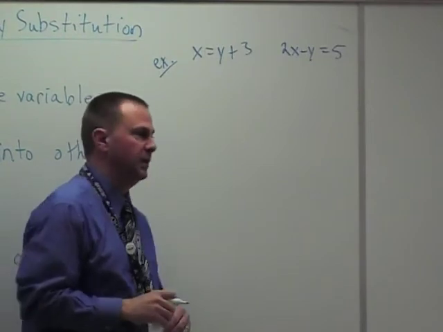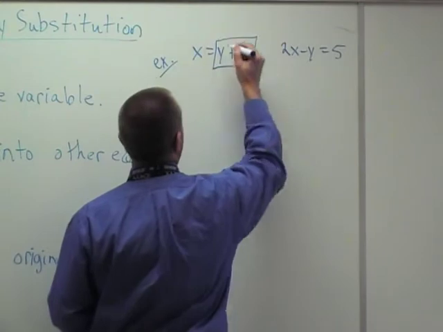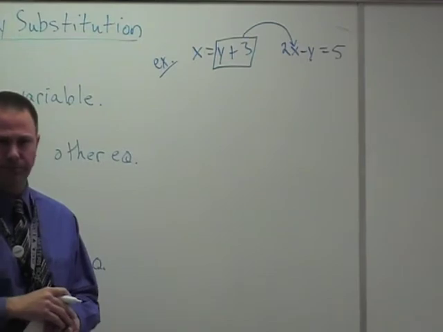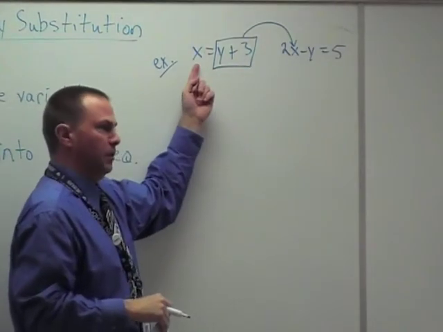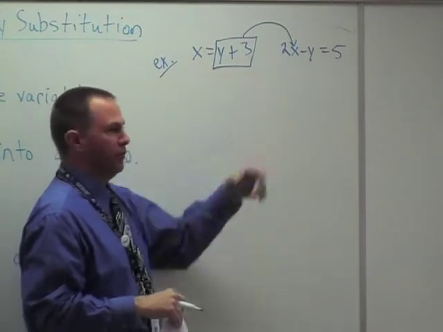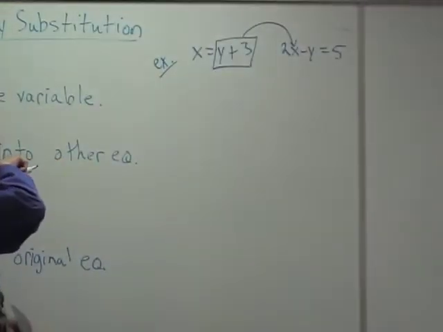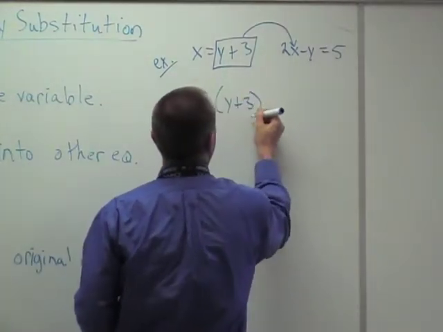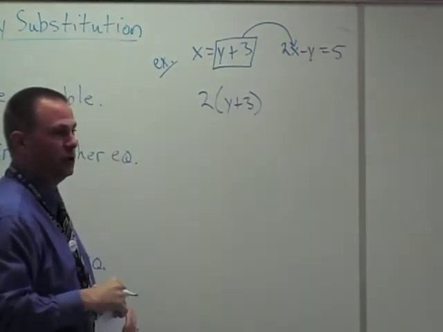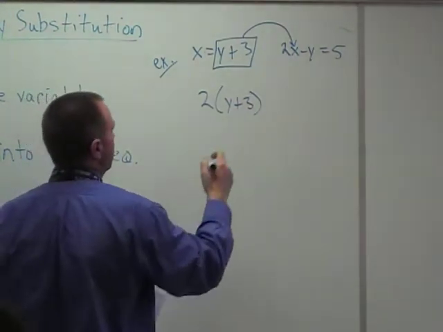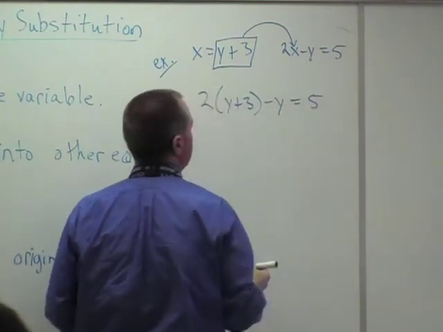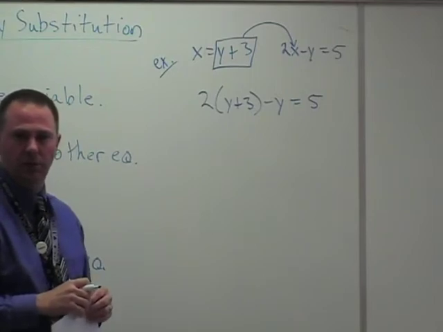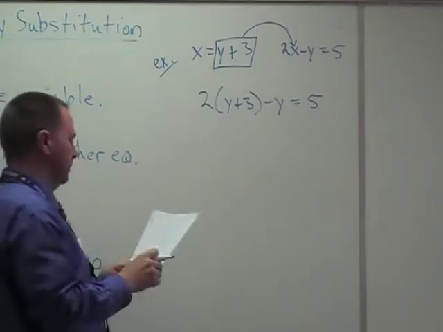Step 2. Take that expression, what it equals, and substitute it into the other equation where that variable is. This is what x equals. So plug that information in. 2 times y plus 3, the whole group. That's what x is. That's what you just told me, right? Minus y equals 5. Do you all see the substitution?